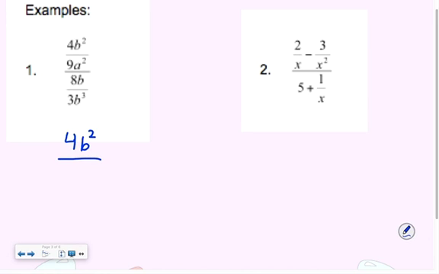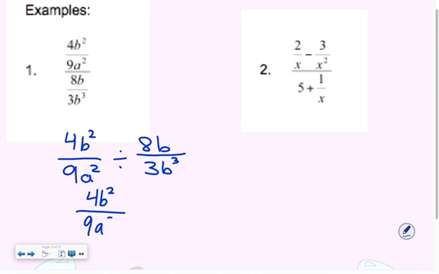over 9a squared. And instead of looking at it like this intimidating huge fraction, let's just make it into something that we've already worked with. Haven't we already done problems like that? Instead of division, we're going to make it multiplication, and then what do we have to do to the second one? Flip it.